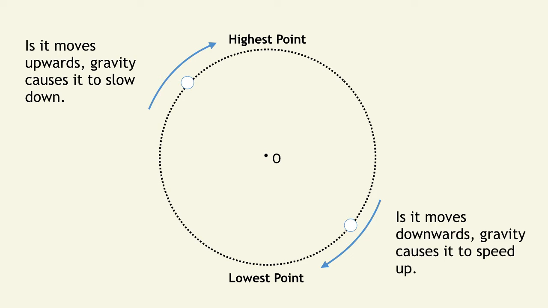as it moves upwards, gravity will cause it to slow down, and as it moves downwards, gravity will cause it to speed up. So you can model it as if there was a tension force acting through the point O onto the object, and you're basically spinning this object around with the tension of the string. Alright? So therefore, in vertical circular motion, the speed varies, which is different from horizontal circular motion.